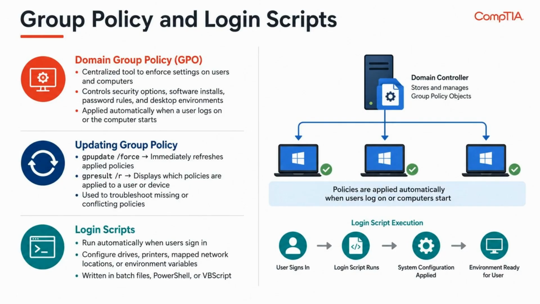To update group policy, gpupdate /force immediately refreshes applied policies, and gpresult /r shows which policies apply to a user or device, useful for troubleshooting conflicts. Login scripts run automatically when users sign in, configuring drives, printers, map locations, or environment variables, written in batch files, PowerShell, or VBScript.